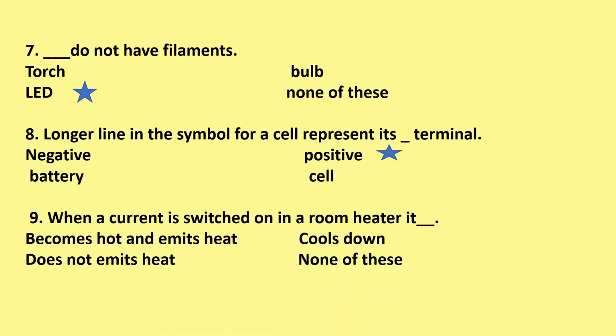Question number 9. When a current is switched on in a room heater, what will happen? It becomes hot and emits heat, meaning it becomes hot when the current is switched on. So it will become hot and give out heat. It will cool down, or it does not emit heat. It will not give any heat. None of these. The correct answer here is it will become hot and emit heat.